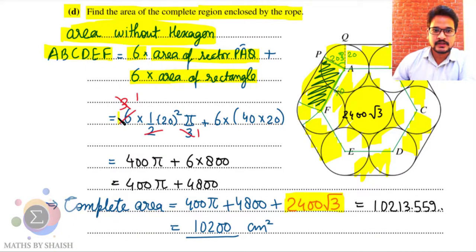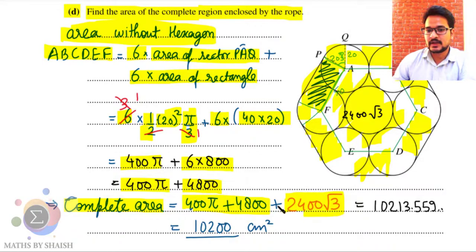So the area of sector, it is 6 times half of r square theta. R square means radius square, it is 20 square into theta, which is pi by 3, plus 6 times the area of rectangle, which means length into breadth. So we will solve it. We got 400 pi plus 6 into 800, that is 400 pi plus 4800. So the complete area in this way becomes this area which we have calculated, and we will add the previous area, and we can calculate from the calculator directly. It is going to be 10213.559, to 3 significant figures it is going to be 10,200 centimeter square, and that's the answer for it.